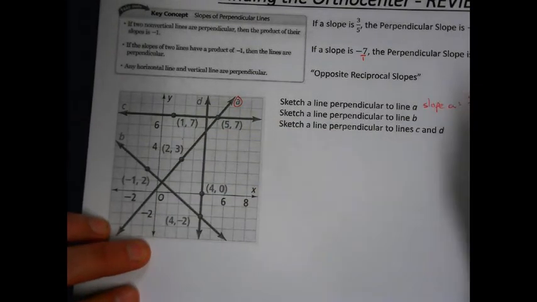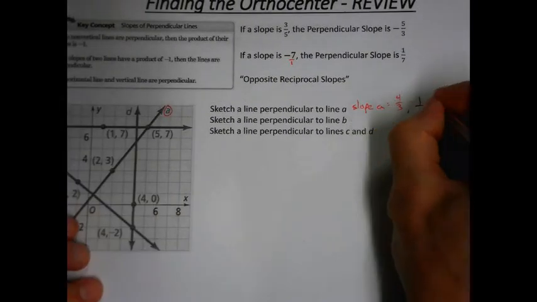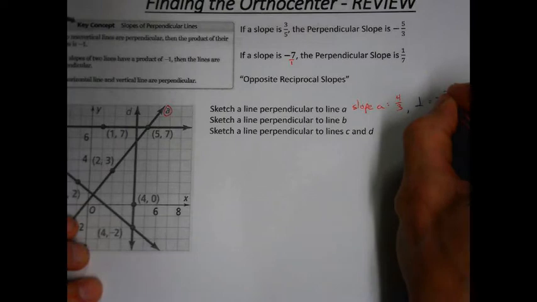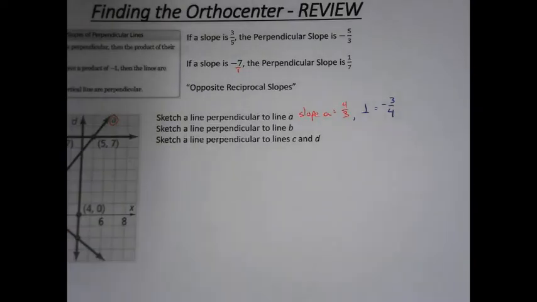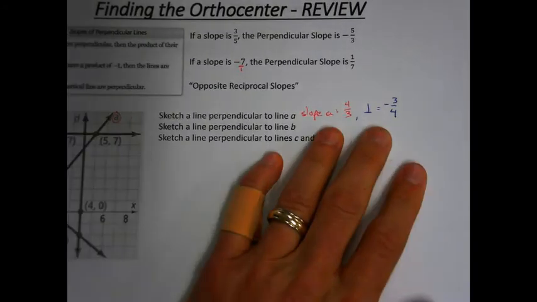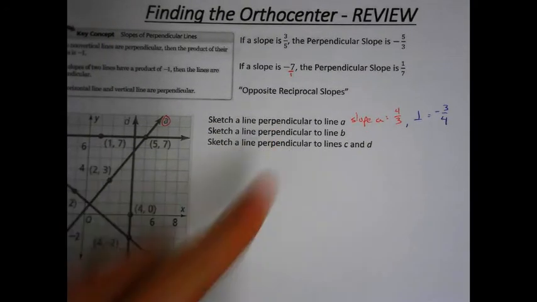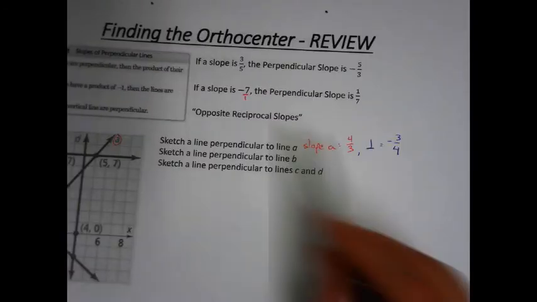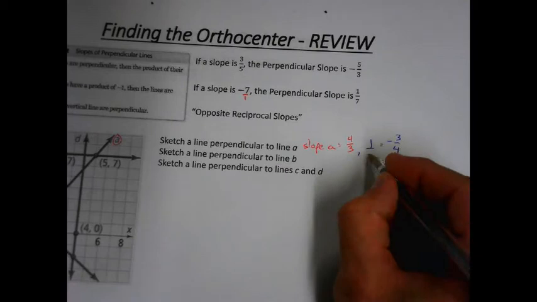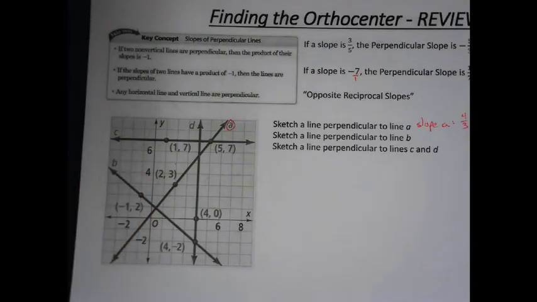Now, what's going to be perpendicular to that slope? Perpendicular to that slope is going to be -3/4, the opposite reciprocal. So this perpendicular slope is -3/4. What does that have to do with sketching a line? That means if we take any point on line A and we count the perpendicular slope of -3/4, then we have a perpendicular line. So here's an example.